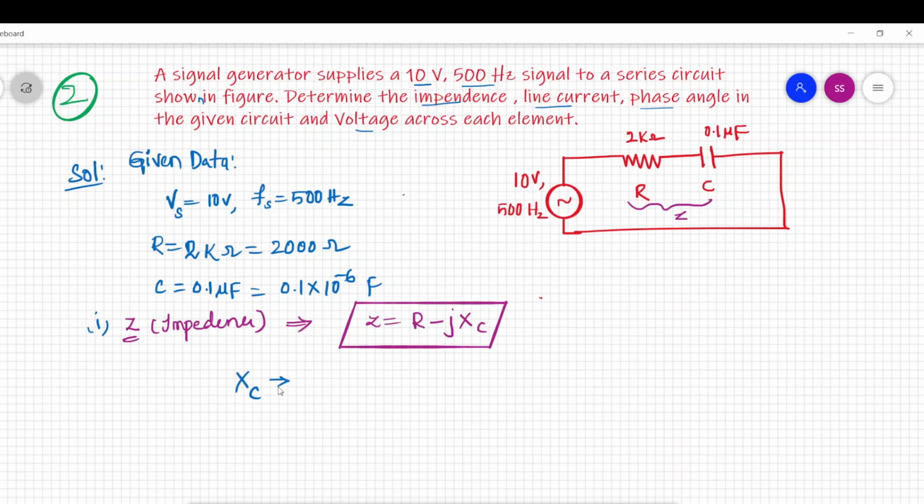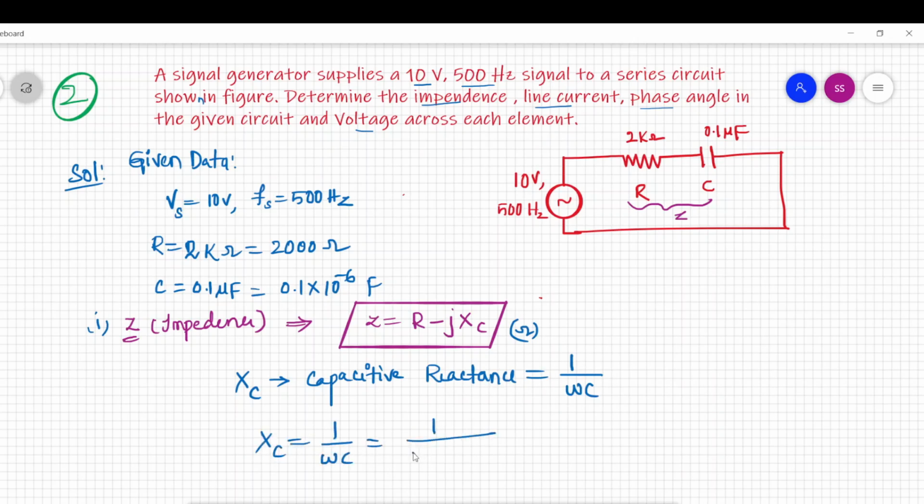XC is nothing but capacitive reactance, we already know this. And what is its value? That is 1 by omega C. And what are the units? That is ohm. Okay, so let us find XC, which equals 1 by omega C, which equals 1 by omega, and omega is nothing but 2 pi into f into C value. Okay, so let us substitute them.